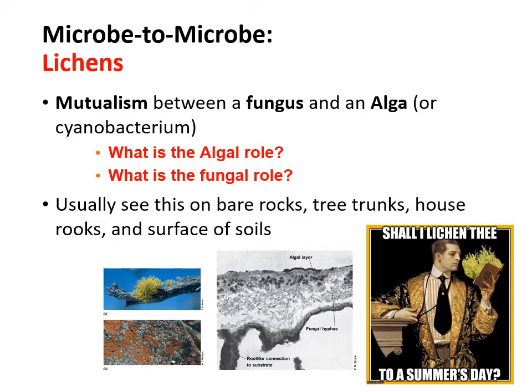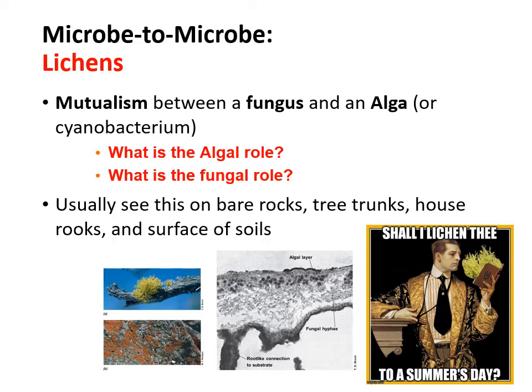So going through some of the symbiotic relationships that can occur, first we'll look at some that are microbe to microbe, meaning both members are microbes. The first example is lichens, which is a mutualism between a fungus and an algae, and the algae, of course, is a cyanobacterium, photosynthetic. Now, in each of the relationships we talk about, I want you to know what the role is for each of the members in that relationship.